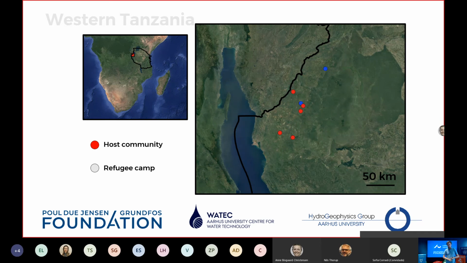So the first examples that I'll talk about come from a survey that was done in Tanzania in October of last year. And so this was done in partnership with Water Mission Tanzania, and the system was taken to Tanzania, and 7 different communities, or 5 host communities and 2 refugee camps were surveyed over a 1-month period. And I'll give you a couple of examples from first a refugee camp and then a host community. If we click over to the next slide.